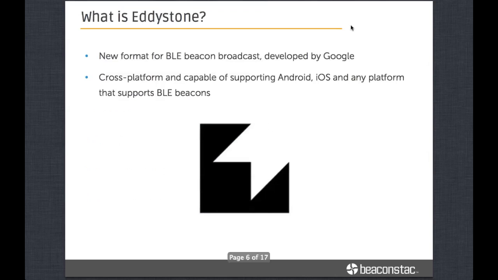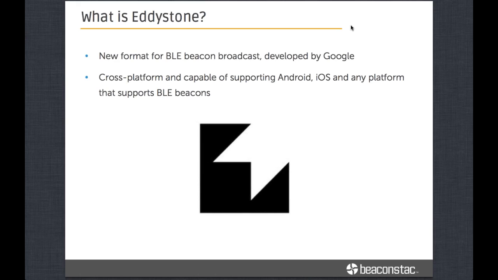Let's talk about Eddystone. What is Eddystone? Eddystone is a new format for the BLE packets that a beacon is broadcasting. A BLE packet is essentially a bunch of data that your beacon is transmitting or configured to transmit. And iBeacon was just another format for a BLE packet.